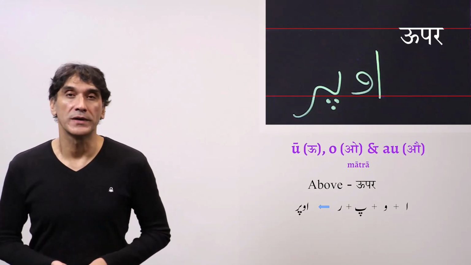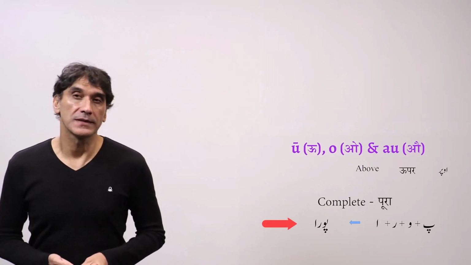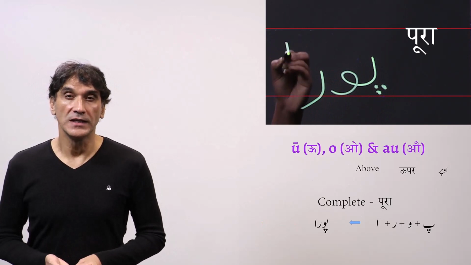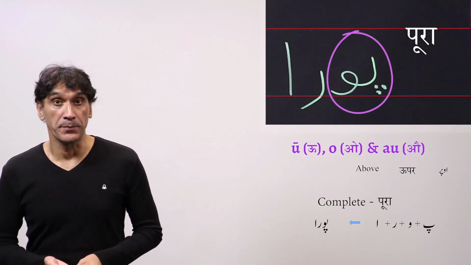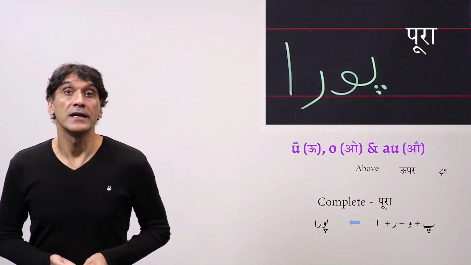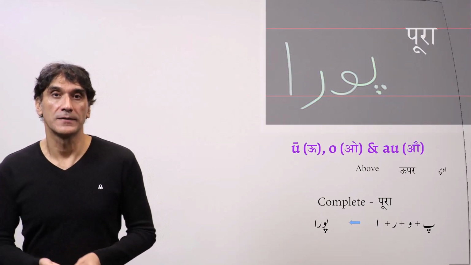U par, upar. The next word is pura, meaning complete, full. The spelling is pe plus vav plus re plus alif. So pe plus vav makes it pu, that is pa with long U matra, pu, and then re plus alif is ra. So pu, ra, pura.